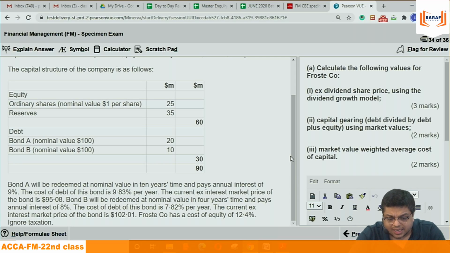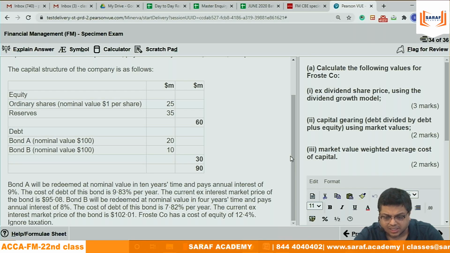I will get 9 for 10 years. And at the end of the 10th year, I will get 100. So against 95.08, 9 for 10 years and 100 at the end of the 10th year, you equate, you will get an IRR of 9.83%. In the case of the second bond, you are purchasing the bond at 102.01. You will be getting 8 four times. And at the end of the 4th year, you will be getting 100. When you equate, you will get 7.82%. So they are not asking you to calculate cost of debt. They have calculated it on their own. Fantastic.